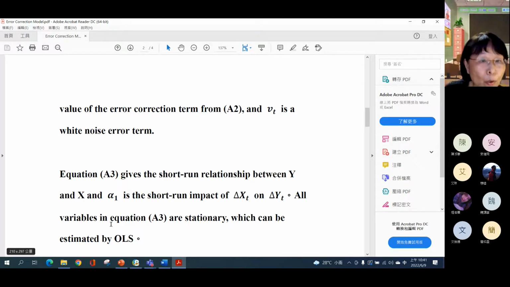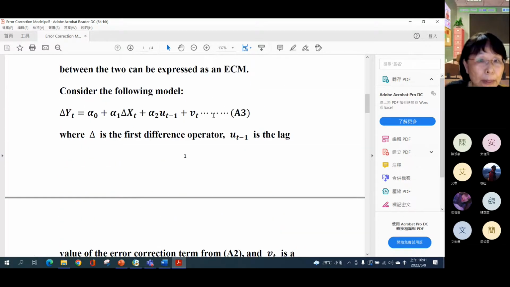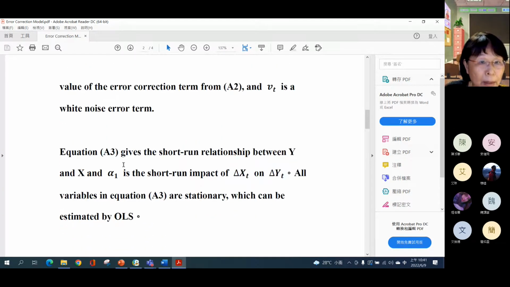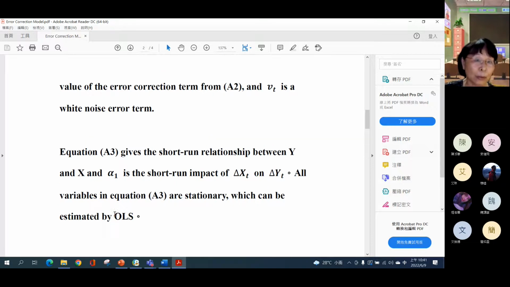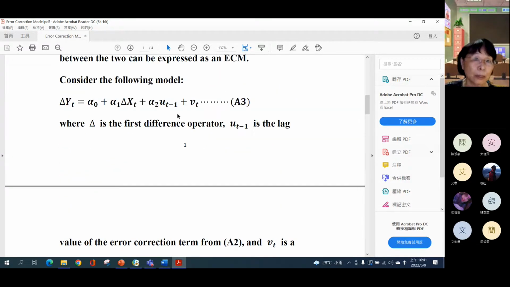Since all the variables in A3 are stationary, we know this is stationary, this is stationary, and this is stationary. So all the variables in equation A3 are stationary, which means we can estimate A3 by OLS.